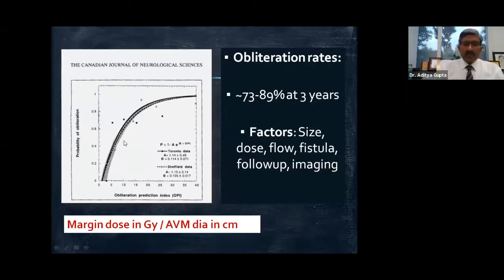And one example is what we call the obliteration prediction index, which is nothing but the margin dose of the AVM in grays divided by the AVM diameter in centimeters. So once you have the value of the obliteration prediction index, based on this curve, you can pretty much calculate the probability of obliteration. And this is something which is very valuable for pre-procedure counseling of the patient and the family.